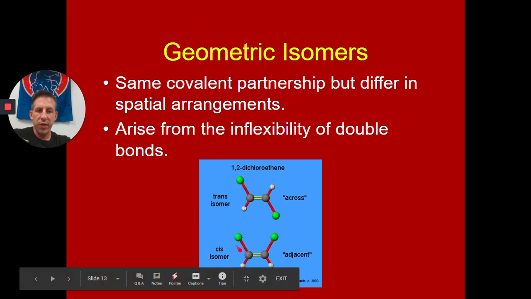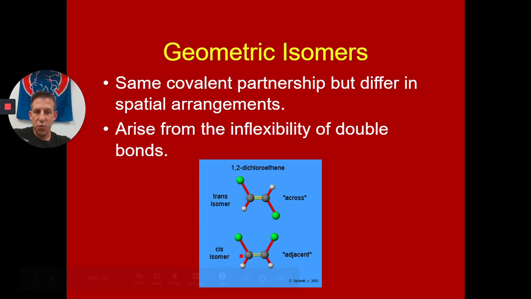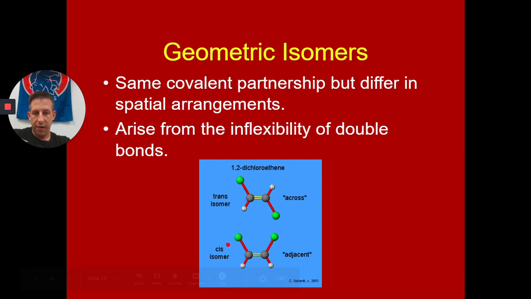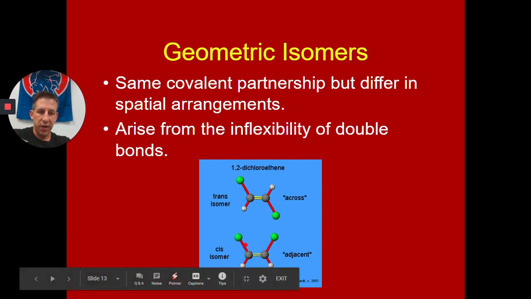Now, if we look at this other example, the cis isomer, this one would be called cis 1,2-dichloroethene. Again, something you don't have to memorize or even know. But for this cis isomer, the term cis means adjacent to, next to, or near. If we look at the arrangement of these chlorines to one another, they're pretty close.